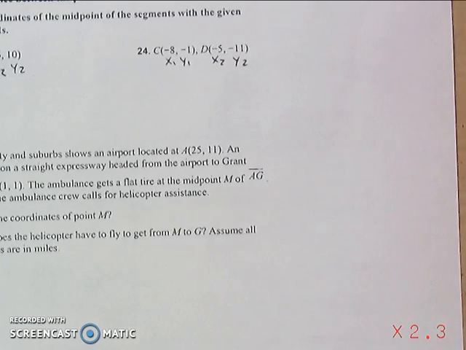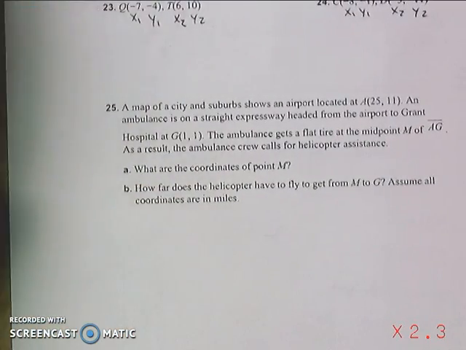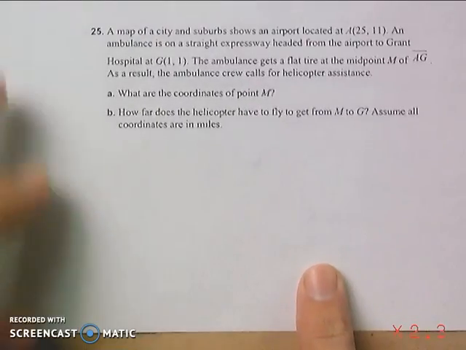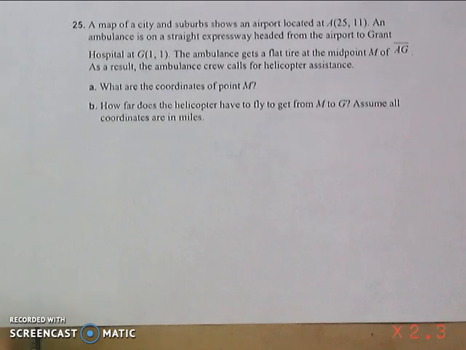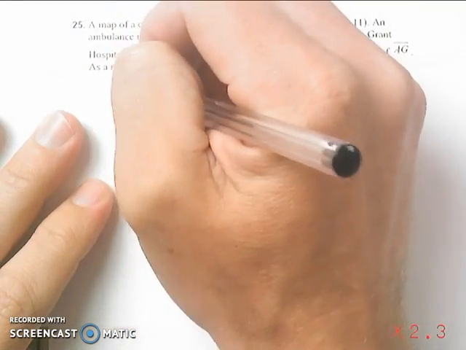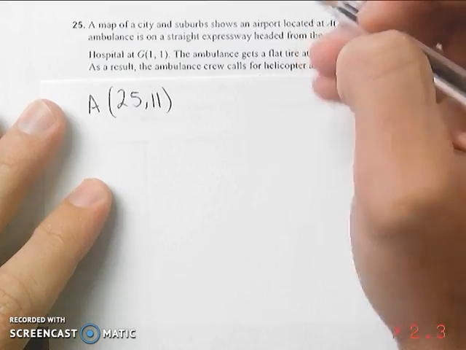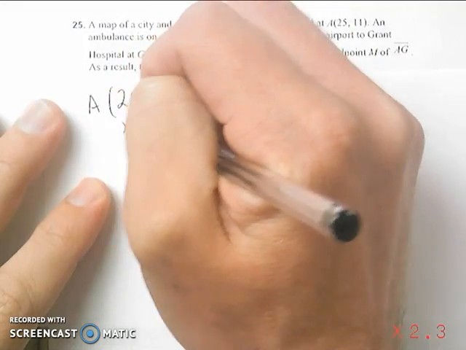Alright, last problem, and we're all done. 25. We have a map of a city and suburb that shows a local airport. Okay, so our local airport is at A, and an ambulance is on its way to Grant's Hospital at G, and it gets flat at the midpoint M. So what are the coordinates of M? So we just got to find the midpoint. I'm going to rewrite these numbers. A is the airport, G is the hospital, and I'm going to label them.